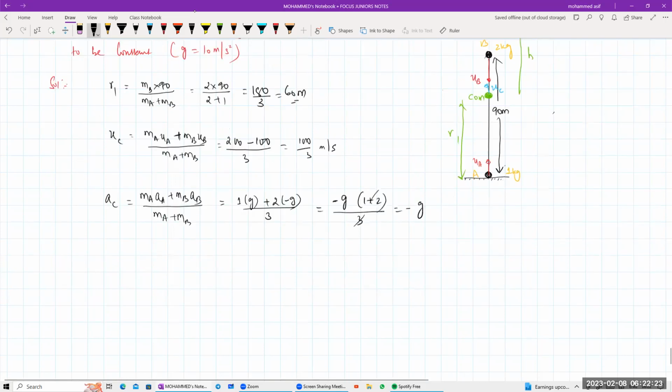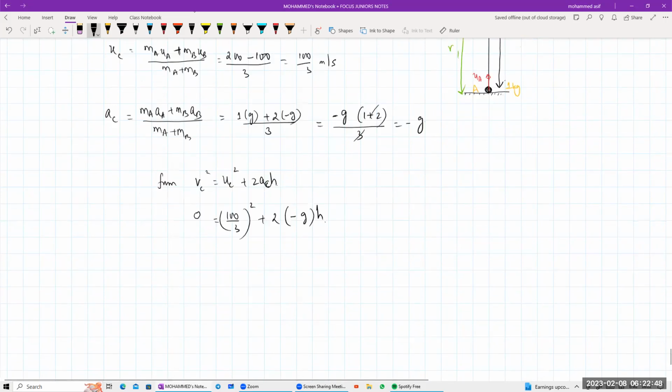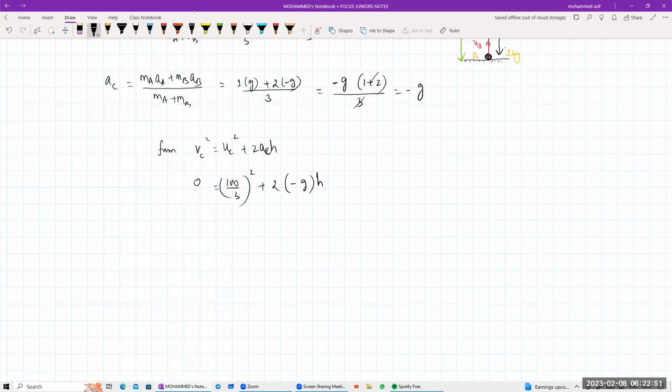Done. From the kinematic equation, VC square is equal to UC square plus 2 into AC into H. Isn't it? So velocity of center of mass finally will be equal to 0. UC value I got as 100 by 3, whole square, plus 2, acceleration due to gravity is minus G, into H. So from this one I can calculate the H. So 100 by 3 whole square is equal to, the minus will go to the other side, so 2G into H.